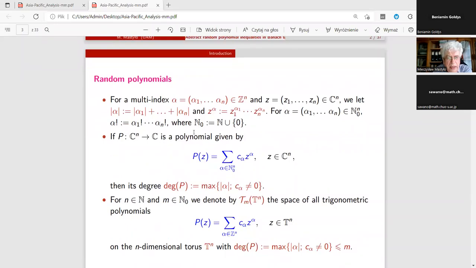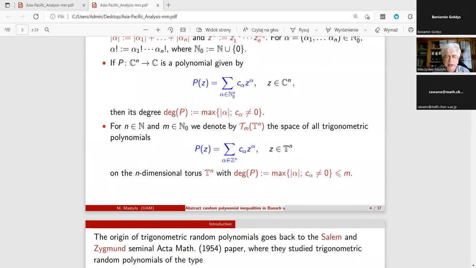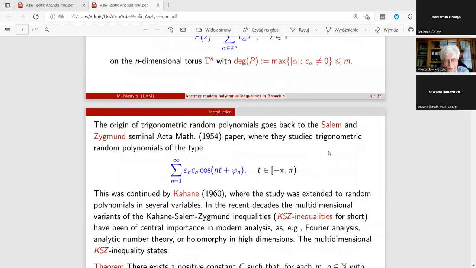integers. As usual, the symbol of the polynomial is standard. The degree of the polynomial is the maximum of the modulus of the multi-index for which the coefficient standing in the sum is not zero. We consider also the space of trigonometric polynomials on the n-dimensional torus, and similarly the degree is defined in a similar way. If the degree is less than or equal to m, we say that this is the space of polynomials of degree m.